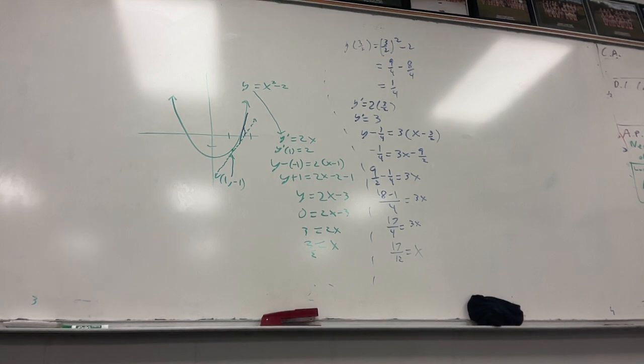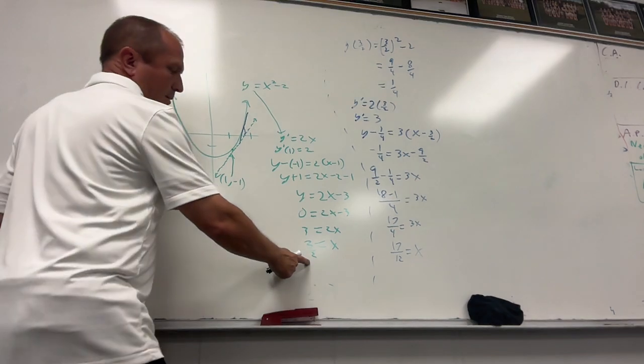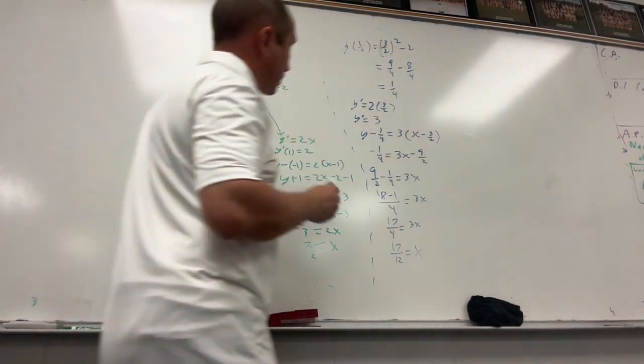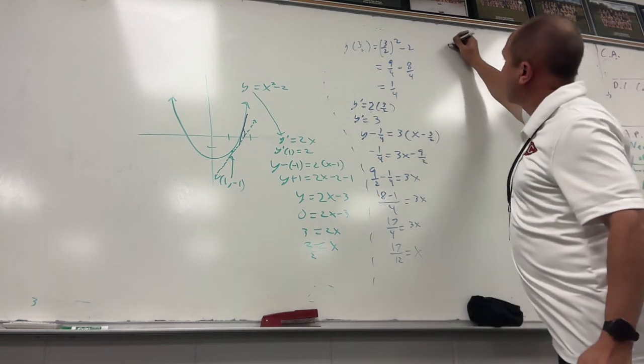So, what do you think I need to know next? That's my second approximate value. My first one was 3/2. So what do you think I need to do next? Y at 17. Very good. I'm going to do y at 17/12.